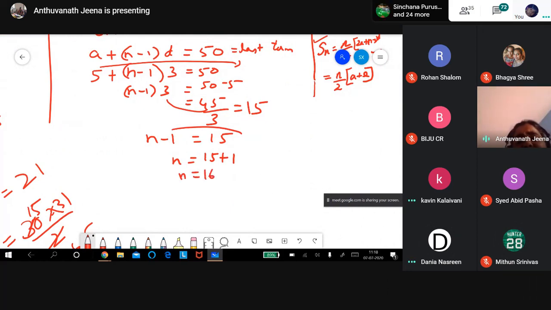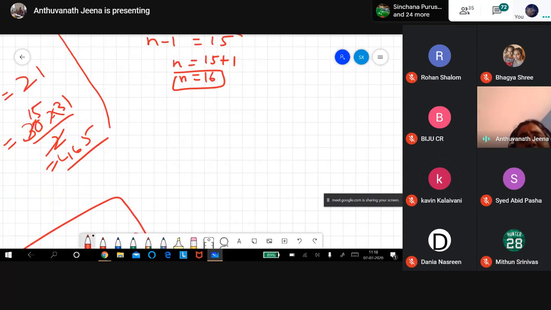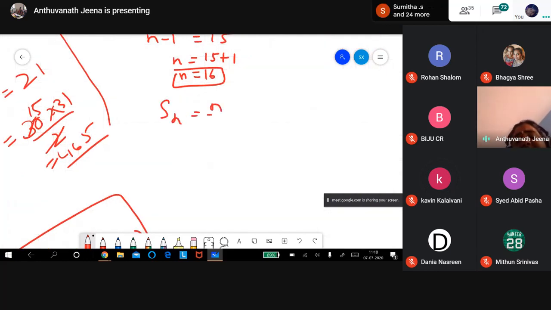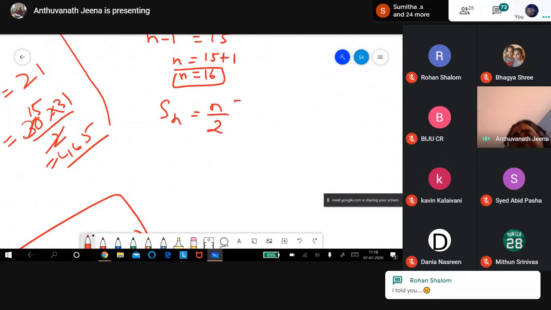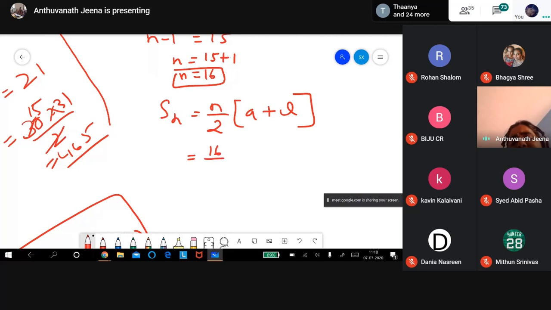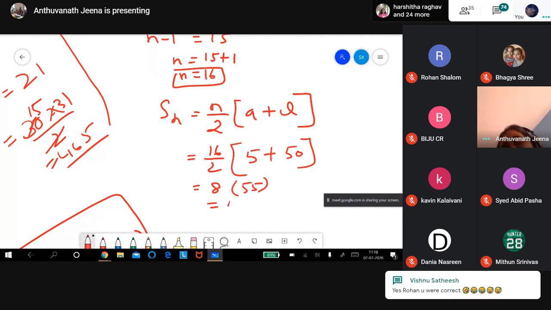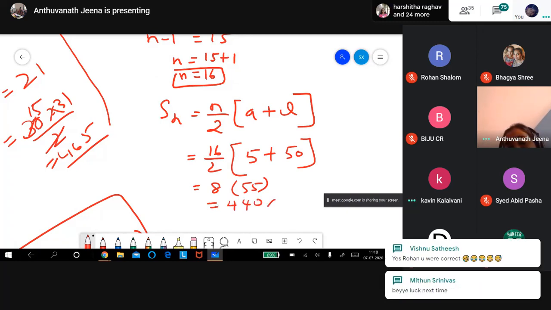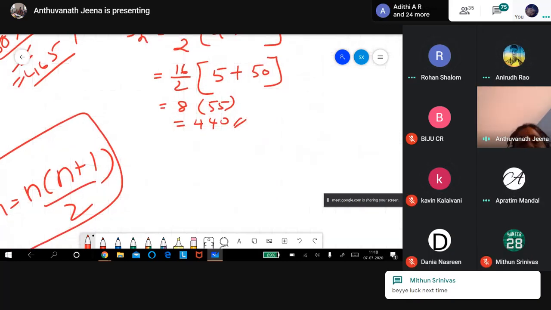After that, you should do Sn. Sn is the usual formula. What is the Sn formula? The easy formula is n by 2 into A plus L. Since we know L, we use the second formula. So 16 by 2, A is the first term, L is the last term. The last term given in the question is 50. So straight away you put 8 into 55. 8 into 55 is 440.